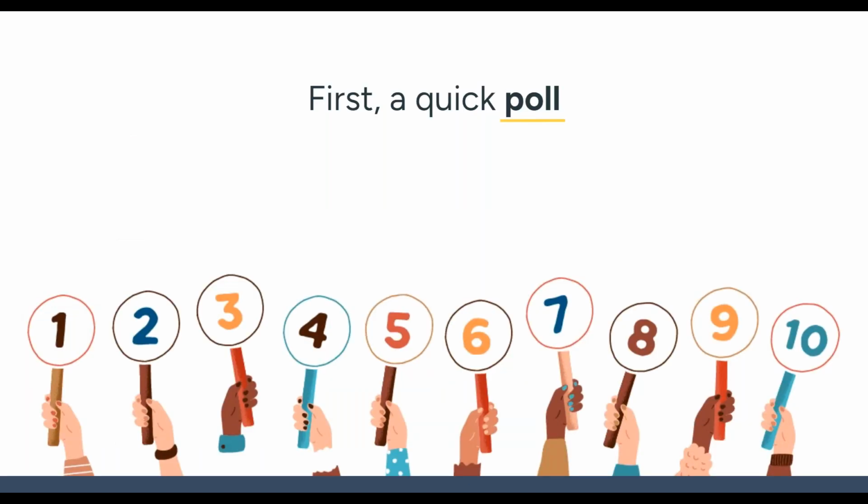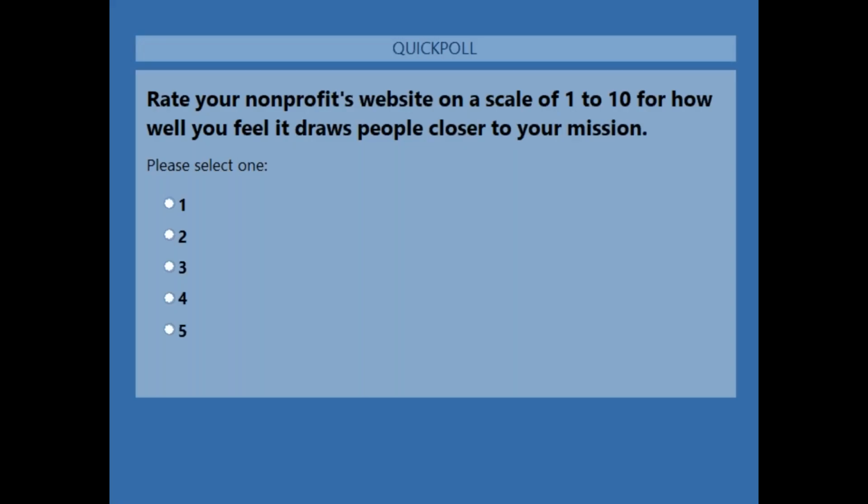So to start things off, I want to have a quick poll where I want you to rate your own organization's website on a scale of 1 to 5 for how well you feel it draws people closer to your mission. For your nonprofit's website, give me a rating from 1 to 5, 1 being that our website is a spectacular and confusing experience for everybody, and 5 being that most people who are interested in our mission will take action on the site.